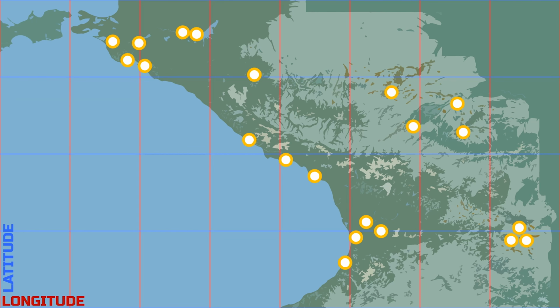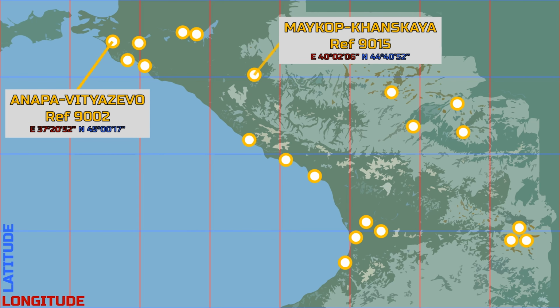As an example, the locations of Anapa Vityazevo and Maykop-Kanskaya airbases could be stored under references 9002 and 9015. Rather than laboriously finding and typing in the longitude and latitude of those airbases, we can simply tell the CK37 to look for and use the data under the addresses 9002 and 9015. A list of these references can be found on the kneeboard.